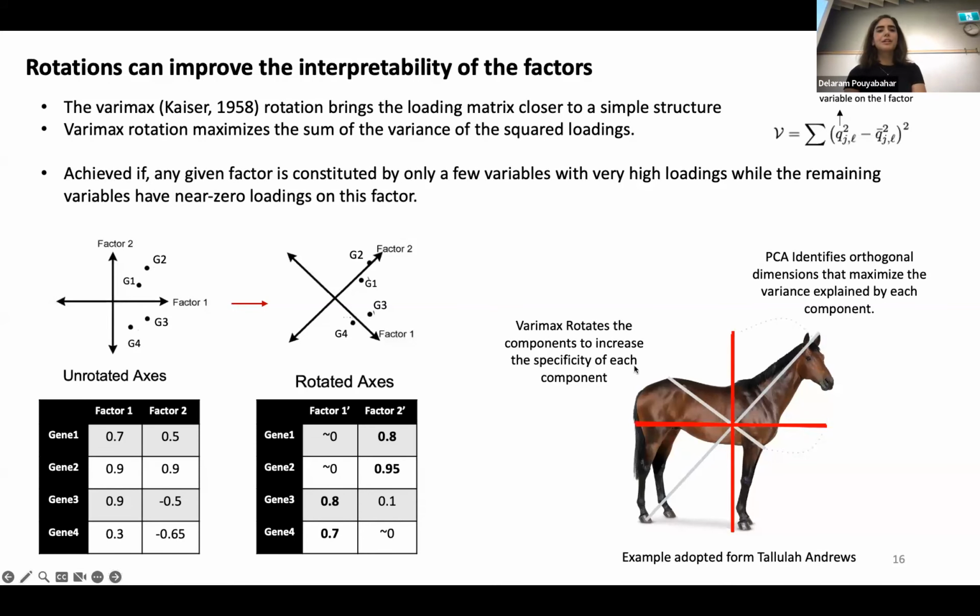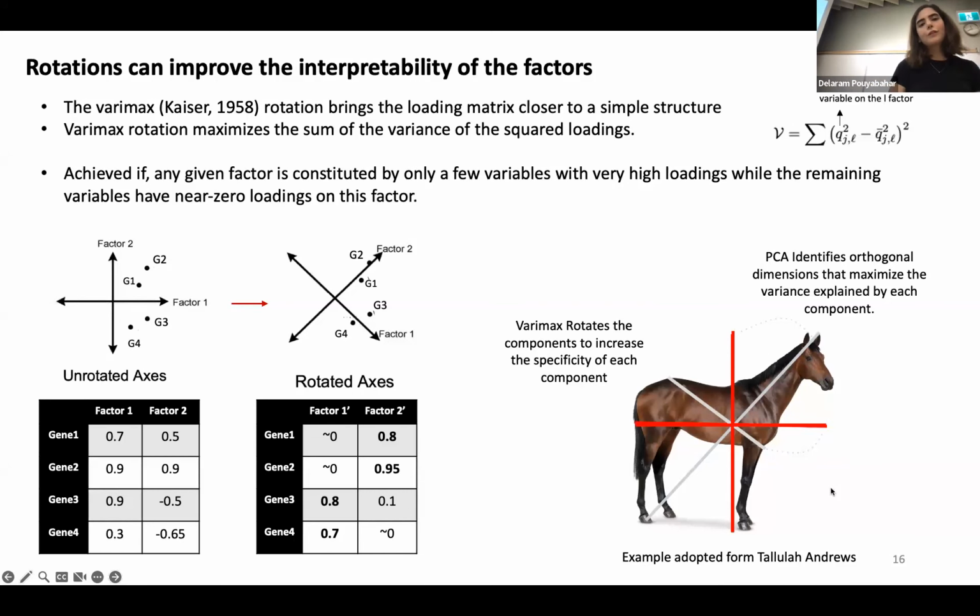And this is just another kind of cute example that Tallulah suggested. If you're trying to learn features of a horse using PCA, what PCA does is that it tries to maximize the variance, right? Then it basically finds the factors that are able to maximize the variance of the original data. And these gray axes would be PCA learned factors.